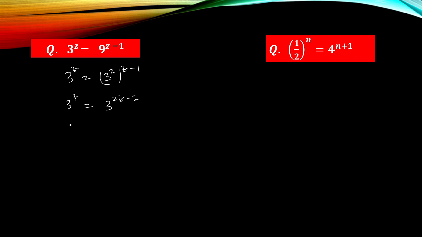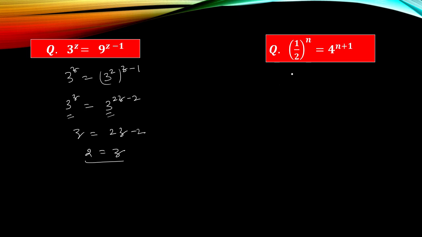So what is the main thing here? In all equations we have to equate the base on both sides, which we have got right now. The bases on both sides are equal, so we can compare the indices. The indices are z and 2z minus 2. Collecting the z's on one side, we get z equal to 2 as the solution of the equation.